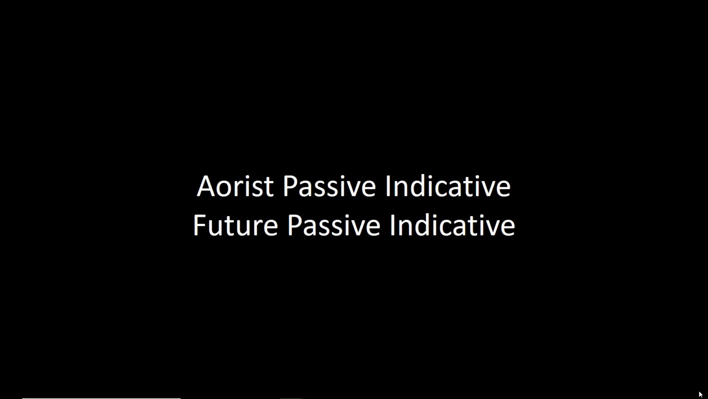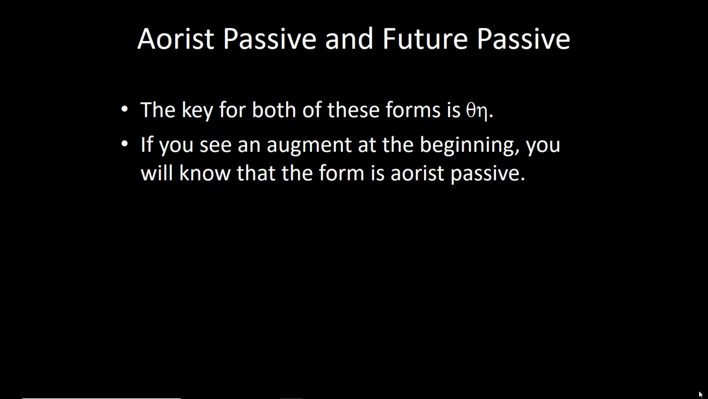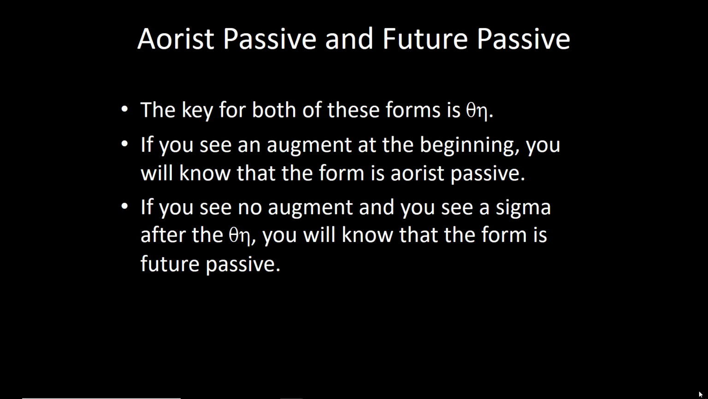Aorist passive indicative and future passive indicative. The key for both of the forms that we're studying today is theta, eta. If you see an augment at the beginning of one of these forms, this will tell you that the form is aorist passive. The augment goes with the aorist. On the other hand, on a future, you're not going to see the augment at the very beginning. So no augment plus theta eta equals future passive. The other thing you're going to see with the future passive is the future key, sigma.